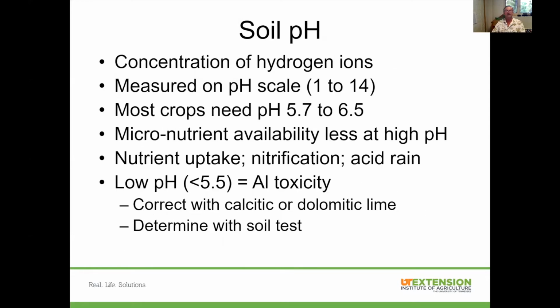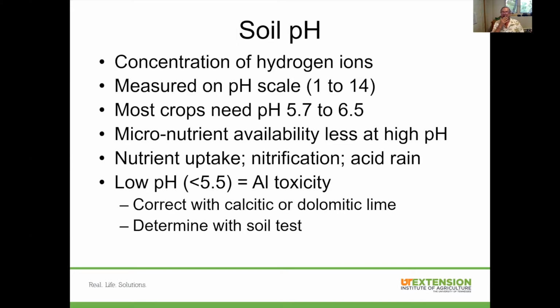Soil pH, we'll talk a little bit about soil pH. Soil pH is a very important measure of soil. It's a measure of the concentration of hydrogen ions. pH is typically on a 1 to 14 scale. It's a logarithmic scale, which means the hydrogen ion concentration from 3 to 4 is a tenfold difference rather than just a linear doubling.